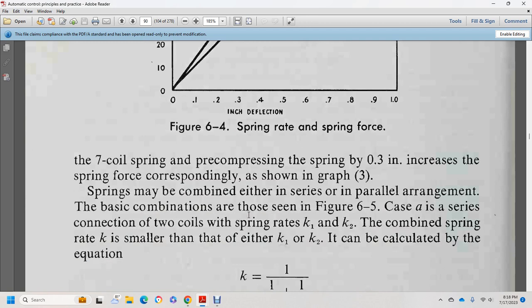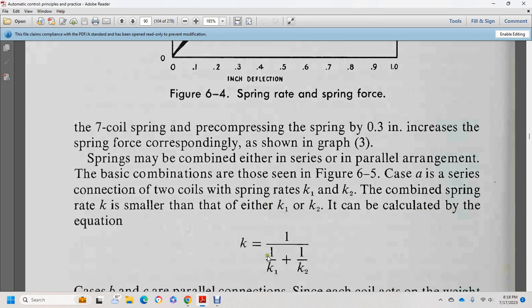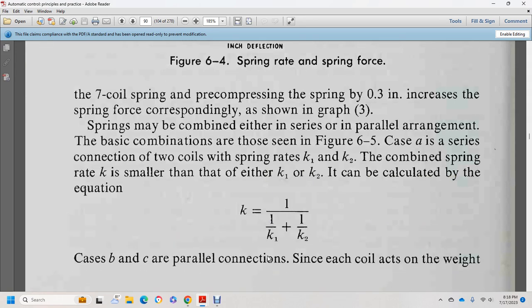The basic combinations are seen in figure 6.5. In case A, the series connection of two coil springs with spring rates K1 and K2, the combined spring rate K is smaller than either K1 or K2 and can be calculated by the equation 1 over K equals 1 over K1 plus 1 over K2.